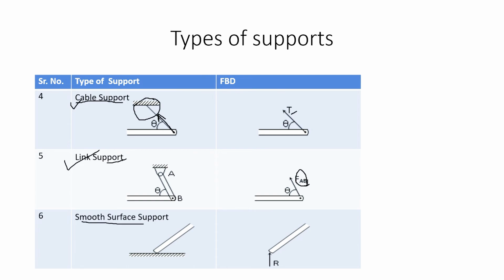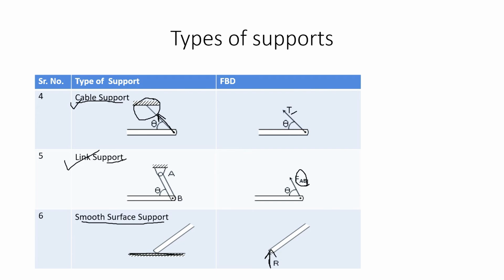Next is a smooth surface support. You can see that this beam is supported by a smooth surface. So remember that for a surface support, the reaction depends on the surface. Reaction is always perpendicular to the surface. When the surface is horizontal, the reaction will be vertical. So here you can see that the reaction is provided in the vertical direction.